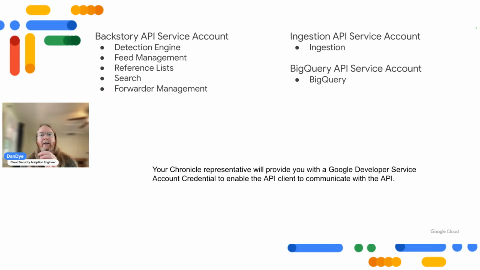And here again is that table. It has the backstory versus ingestion APIs, BK for backstory, and ING for ingestion. And those service account names also align with the scopes. Ingestion has one scope, and backstory has a different scope. And I'm going to show that now.